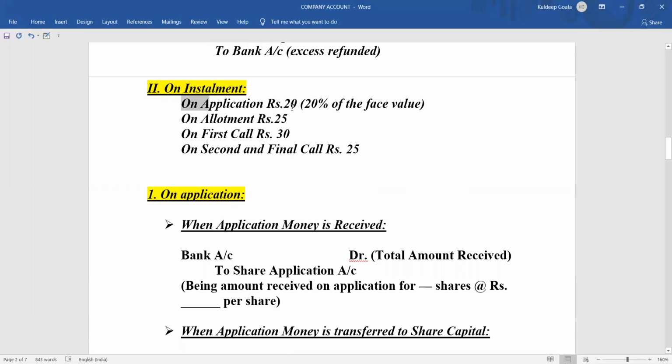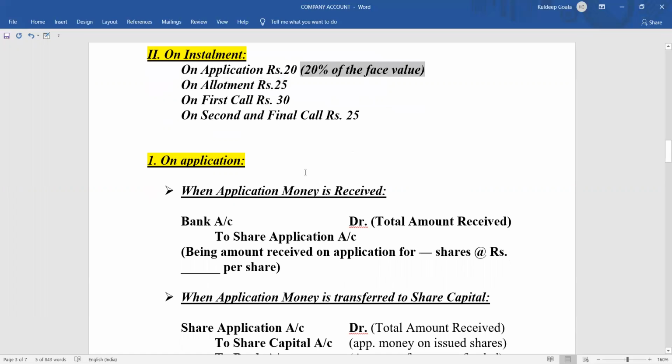On application it is 20. On allotment 25. On first call I have taken 30 and the second and final call I have taken 25. It may be more than that also. I'm just taking an example. And here I'm just stating that, as I have already told you, the application money must be 20% of the face value. Okay, this is for understanding, nothing more than that. Now in this situation what will happen?